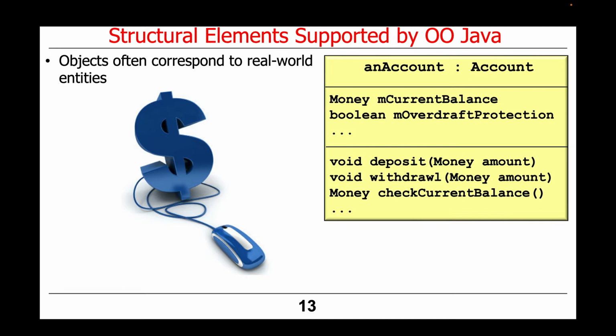Objects in Java often correspond to so-called real-world entities. And of course, whether something's real world or a virtual world really depends on your perspective often. But as a simple example, we might have an account class and then have instances of the account class, such as an account, which would be an object.